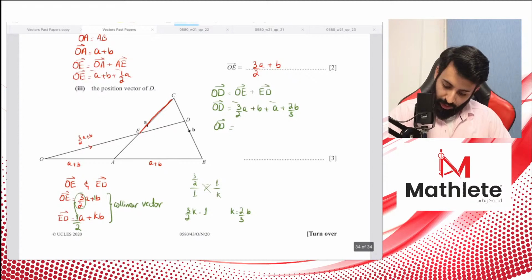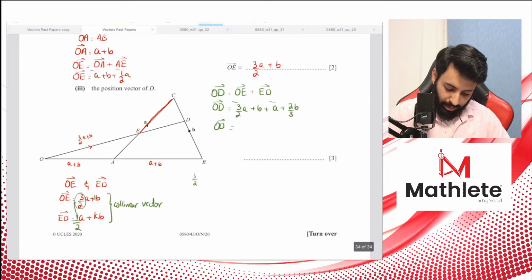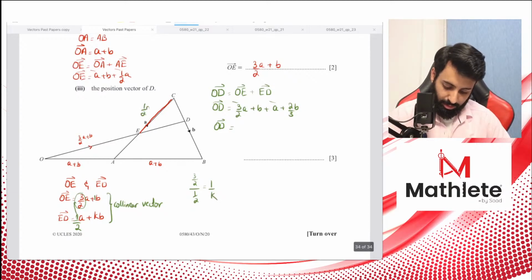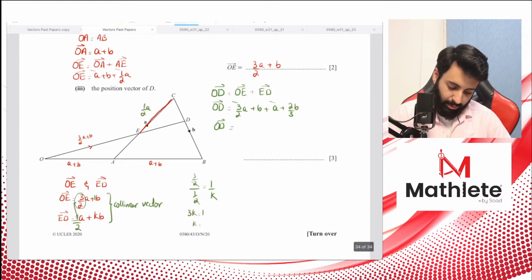So wait a minute, let's do this again. So 3 upon 2 over 1 upon 2 equals 1 upon K. Yeah, now it makes more sense. Apologies about that. So this 2 and this 2 get cancelled out. Now you have 3K equal to 1, which means K is equal to 1 upon 3.